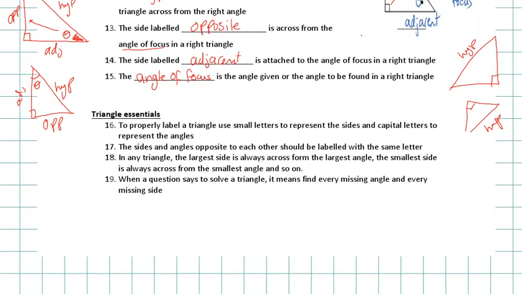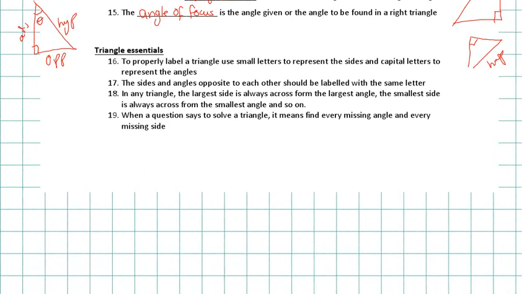Now, important. Labeling your triangle with respect to the letters. Angles are labeled with capital letters. So angle A, angle B, angle C, they're capitals. No matter what kind of triangle we're talking about here, we're always going to label the angles with a capital letter. Angles, capital.